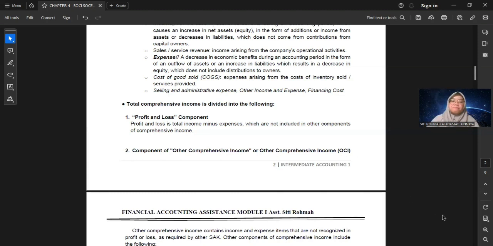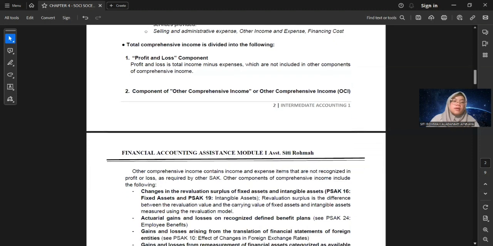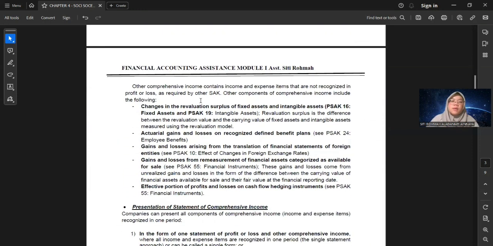Sorry, there is a typo. Other comprehensive income contains income and expenses items that are not recognized in profit or loss as required by other SAK. Other components of comprehensive income include the following.